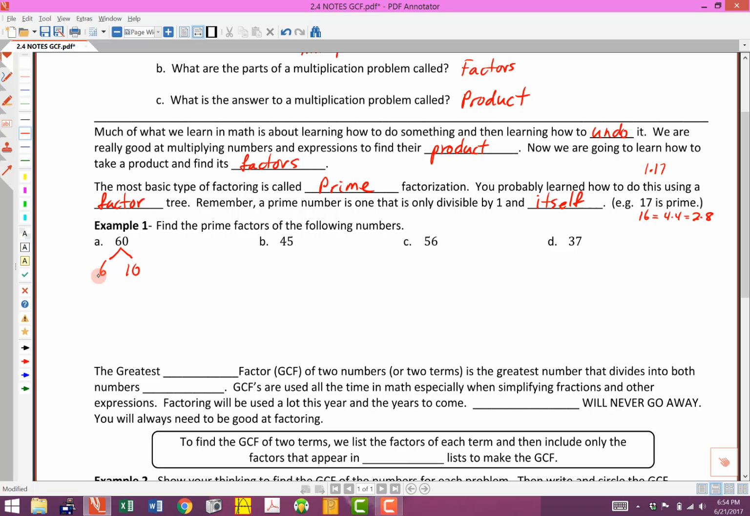Okay, now 6 is not prime because we can break that down a little bit further. So we're going to break it down into two factors. 2 goes in there 3 times. And 10 we can break that down. That goes, let's see, 2 times 5.